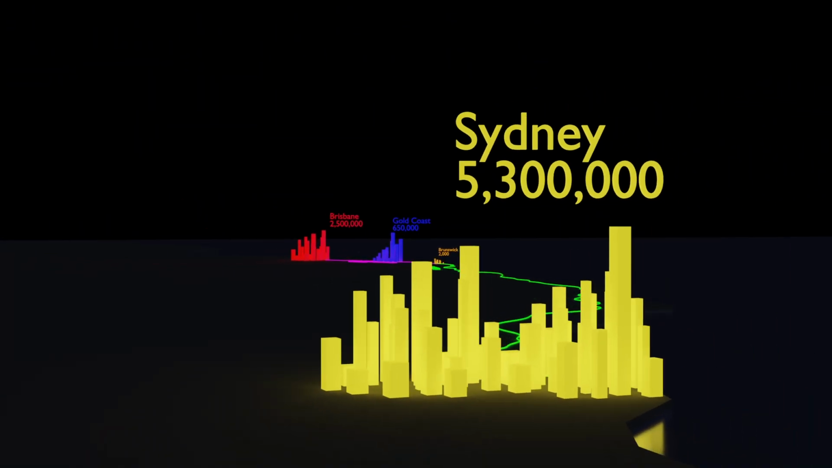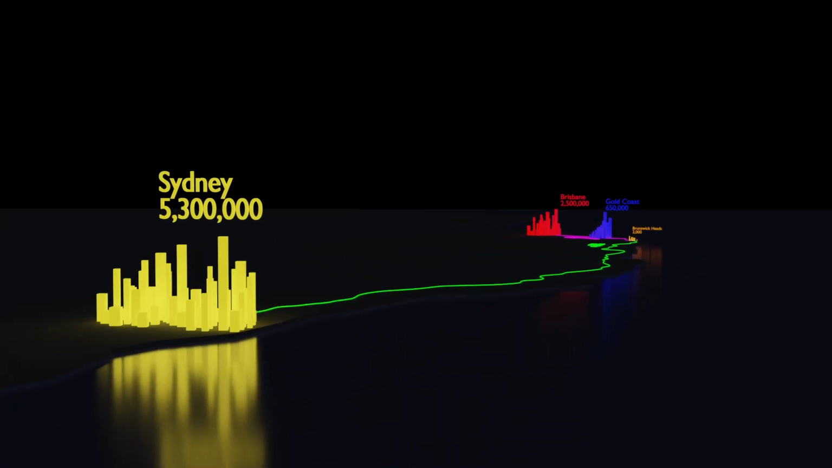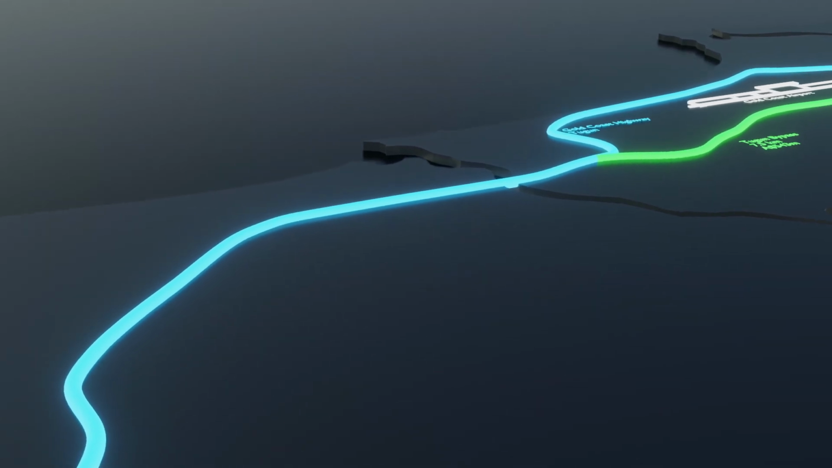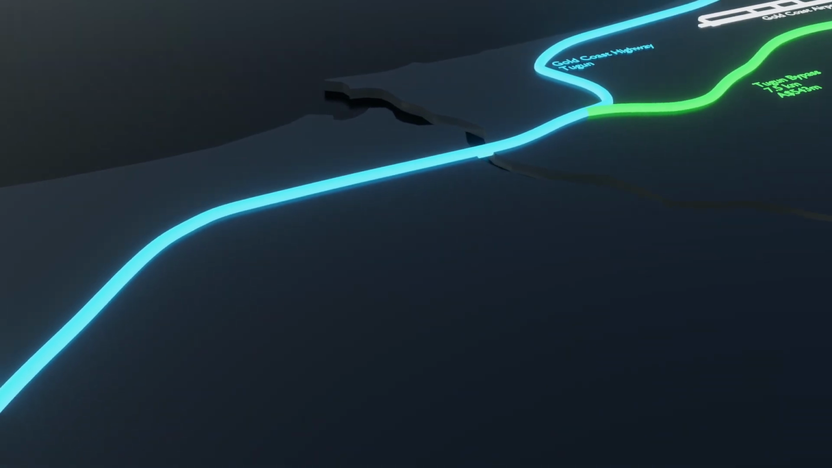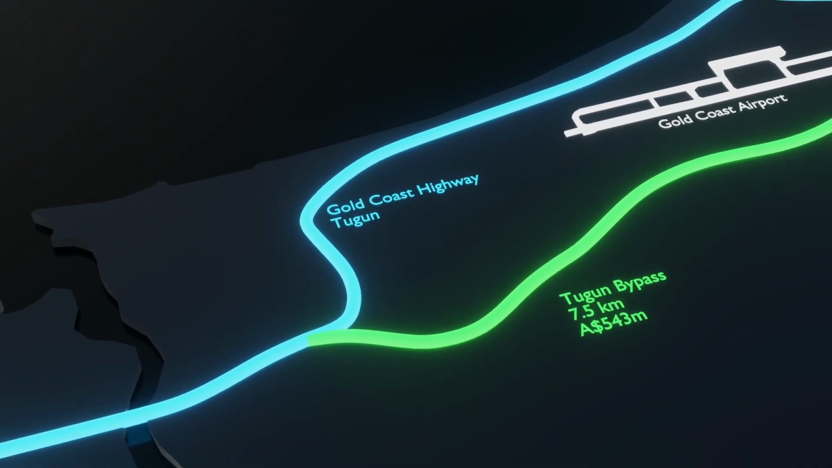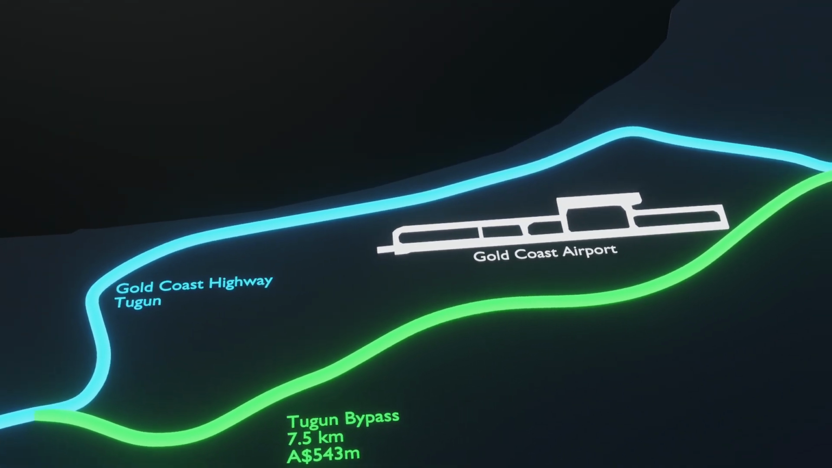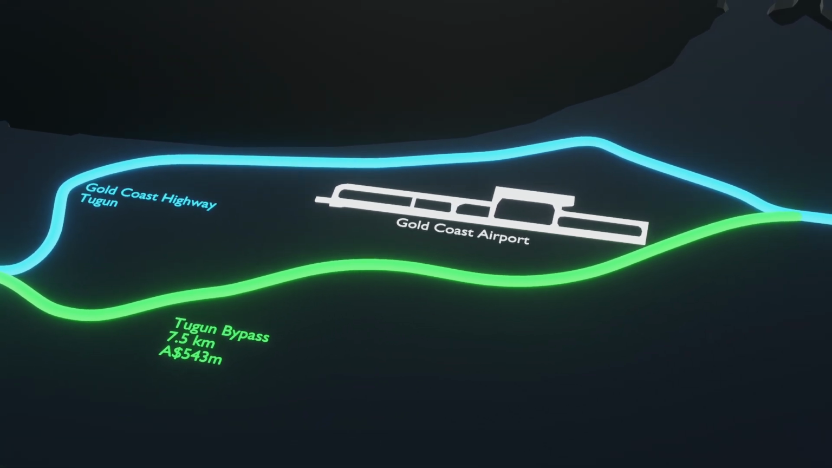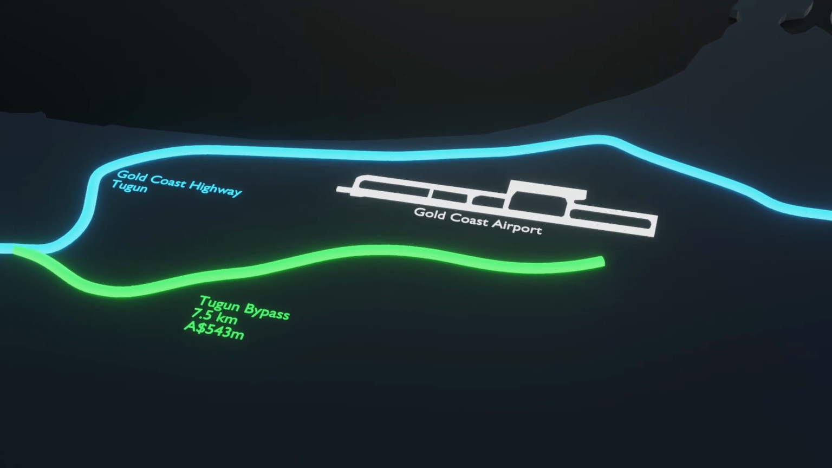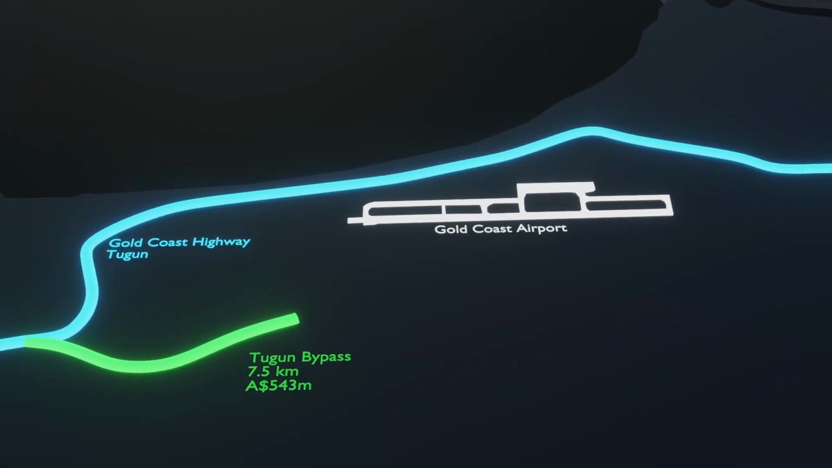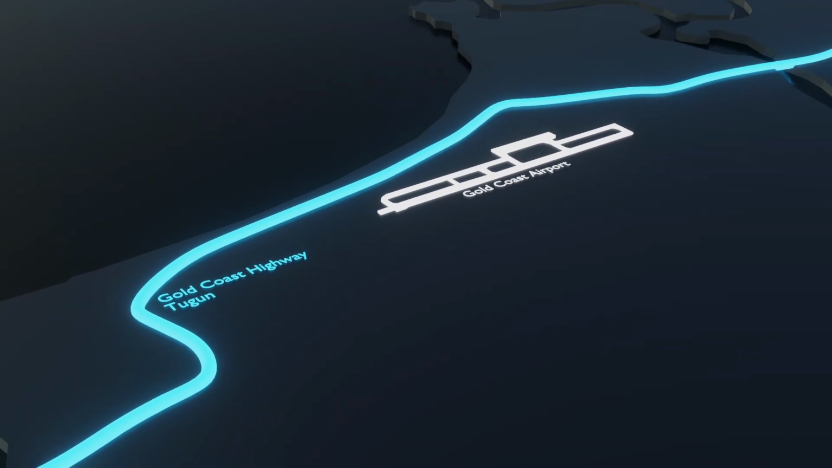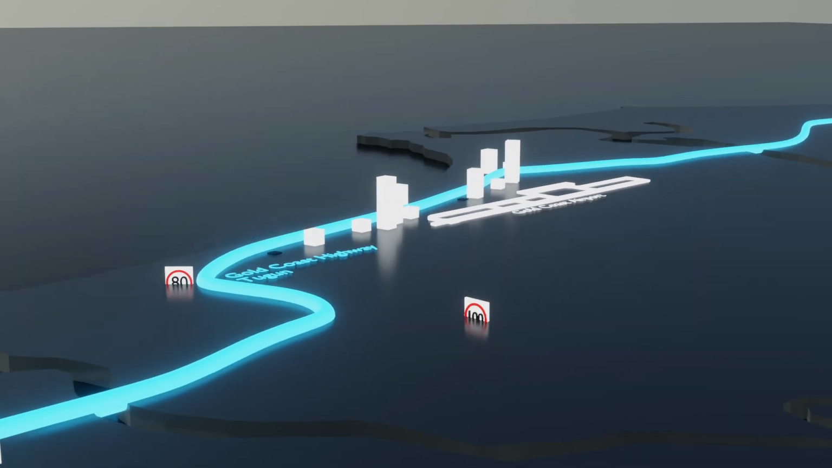Sections of the motorway accommodate up to 170,000 vehicles per day, making it one of Australia's busiest roads. The motorway's last major upgrade in 2008 was the $543 million Tugun Bypass. Costing over $70 million per kilometre, this 7.5 kilometre long upgrade to the road was at the time Australia's most expensive roadway. Prior to the completion of the Tugun Bypass, traffic on the Pacific Motorway had to pass through the Gold Coast suburb of Tugun on the Gold Coast Highway.